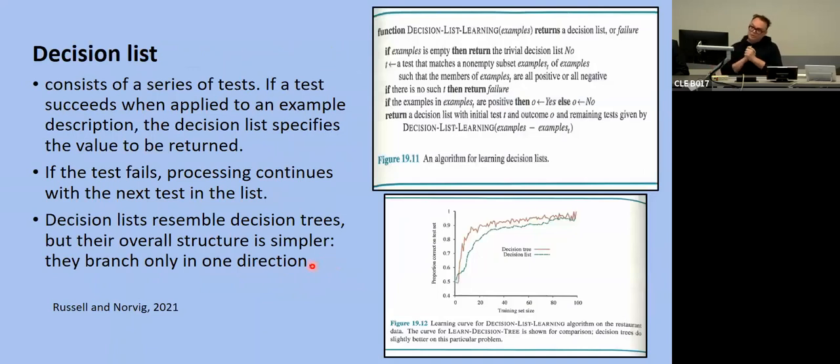Not to go into too much detail, there are lists. They consist of a series of tests. Lists can be used. This is from Russell and Norvig. Russell is at UC Berkeley, and I believe Norvig studied for his PhD there with Russell.